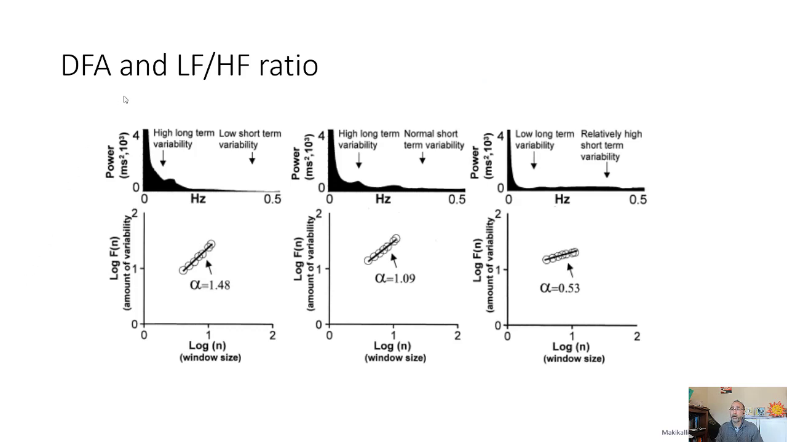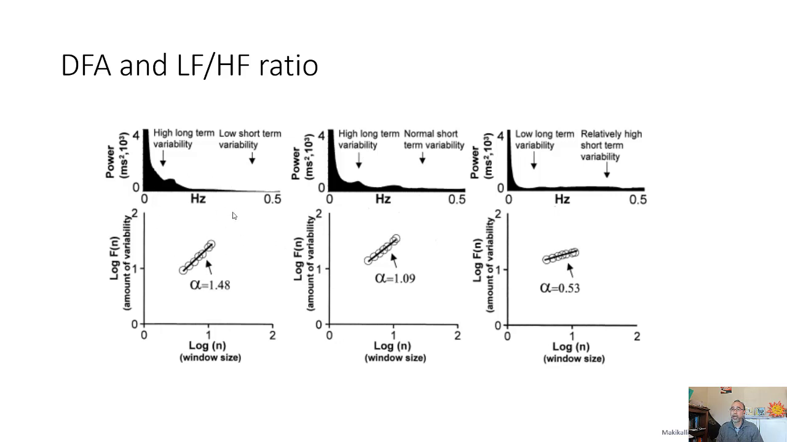But in regards to DFA, it is more related to the LF over HF ratio, and this is shown in Makikallio, published in 2001 in JACC. These are 3 examples. This is a healthy individual, for instance. This healthy individual had an alpha that is close to 1, which is close to pink noise. And the reason is this individual had essentially high long-term variability and normal short-term variability, which is expected of pink noise.